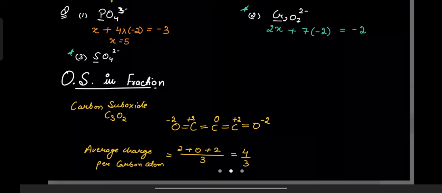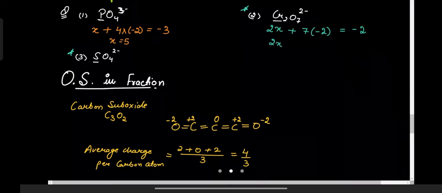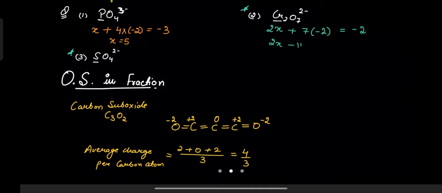If I solve it further, I can write 2x - 14 = -2. To find the value of x, one more step: -2 + 14, and x will be 12 by 2, which equals 6. Hence the oxidation state of each chromium in this compound is +6. Let's move to the next one. If you understood how to solve this one, it will be comparatively easier to do the next one.